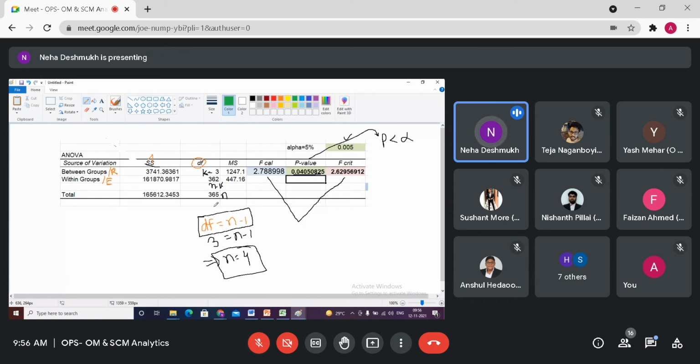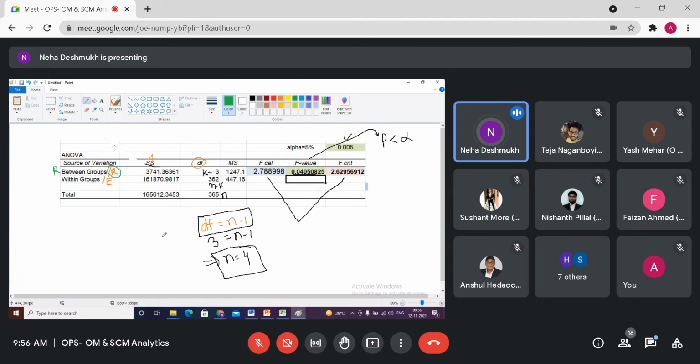Now the second one: only one regression line is there. One regression analysis is there, right? It represents that only one independent variable is there in your data set. You can interpret this from this table. Here only one regression line is there, meaning only one independent variable is there.